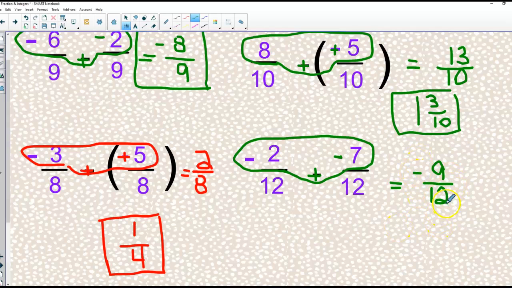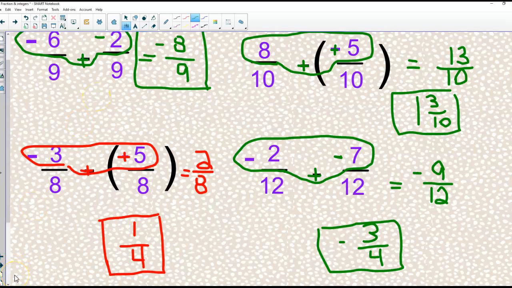Okay, that can be reduced. We could divide those by 3. So if I divide by 3, my numerator is 3. If I divide the bottom by 3, it's 4. And I bring my negative sign with me. So it's negative 3/4 as my answer. Okay, so it's very similar to what we did the previous day with adding fractions. We just have to remember to do leave, change, opposite up here first.